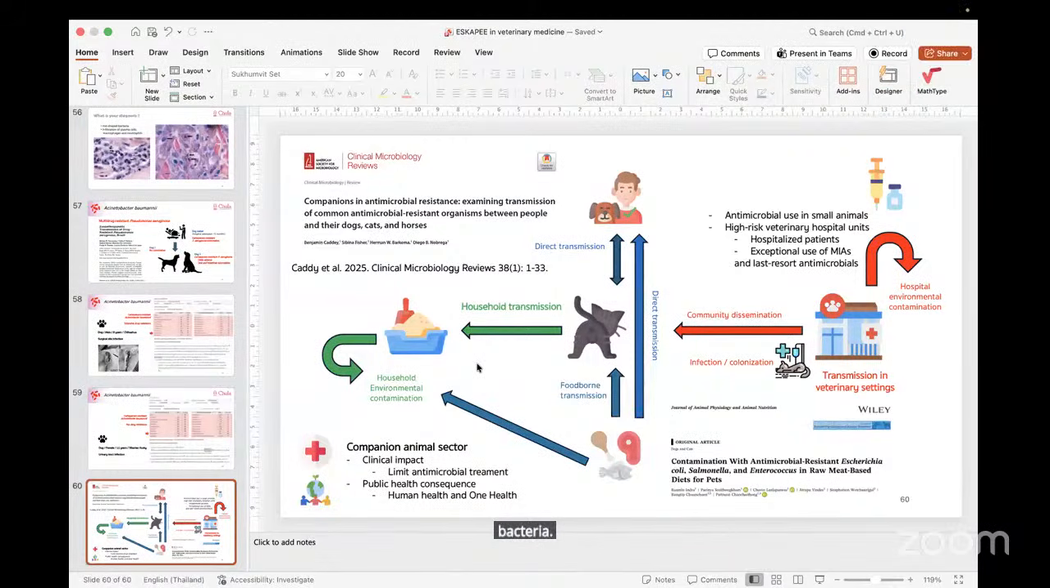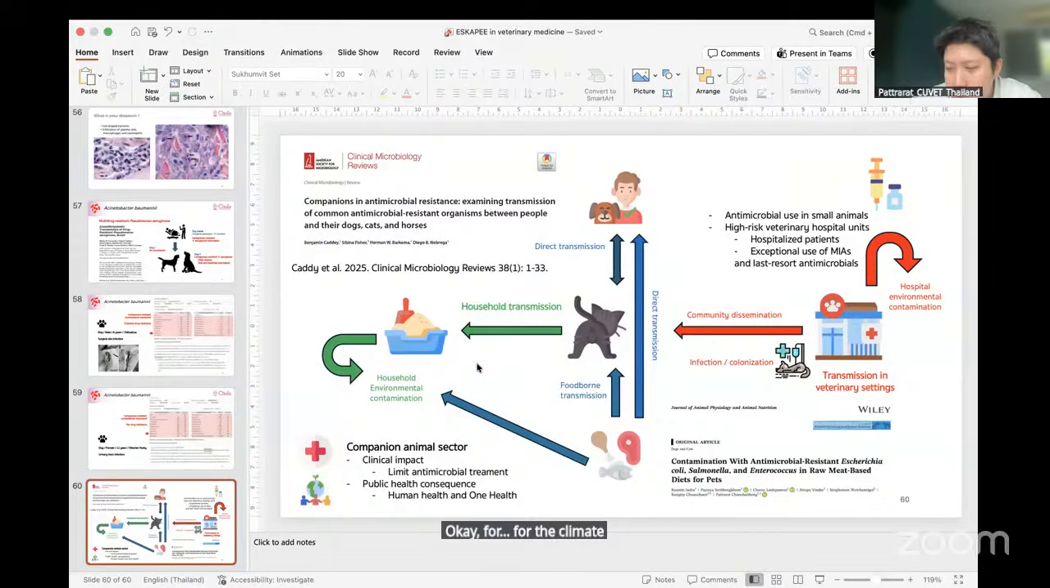Yes, right. Okay, for the climate change, of course, this is a factor that can promote the spread of infectious disease, especially from the temperature, from the equator to other parts, right? But specific to the AMR, I think the higher temperatures in the environment can also promote the bacterial growth.